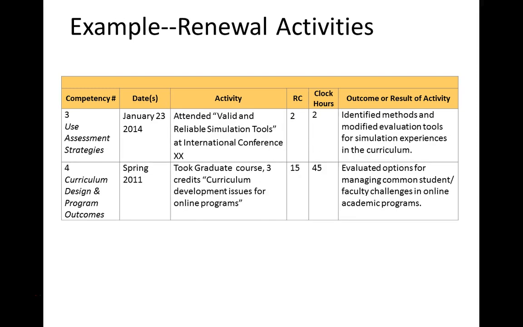Here are some examples for competency number 3, use of assessment and evaluation strategies. You can see that the type of activity is attendance at a professional conference that focused on simulation tools for evaluation of learning. Item 4 describes the professional activity of completion of an academic course on curriculum development for online programs, and the outcome as the evaluation of options for managing common challenges in online academic programs.